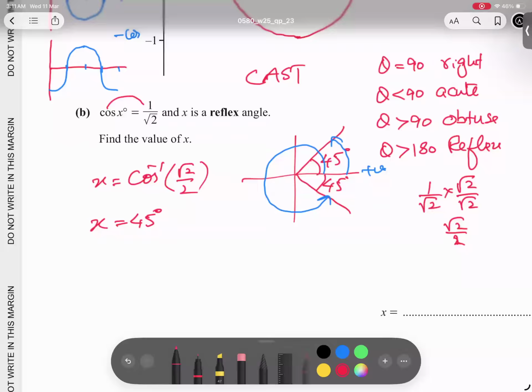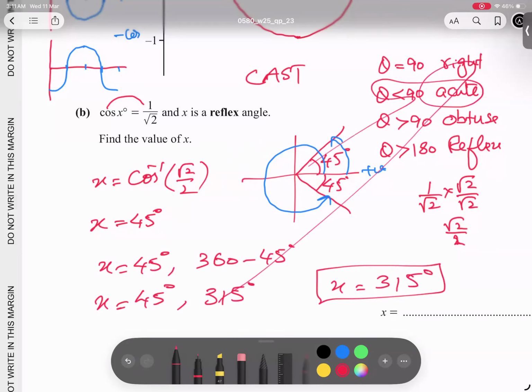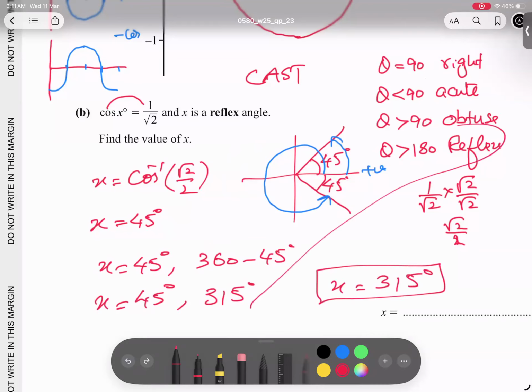How to get the first answer? The first answer is 45. Second, 360 degrees. But this 45 I don't want, because this arrow stops here. So 360 degrees minus 45. And this is my acute angle. And this 315 is the reflex angle. So my answer is finally 315. If he asks for the acute angle, then I must write 45. The reflex angle is more than 180. I hope the concept is very clear.